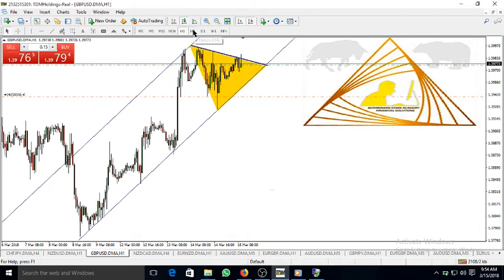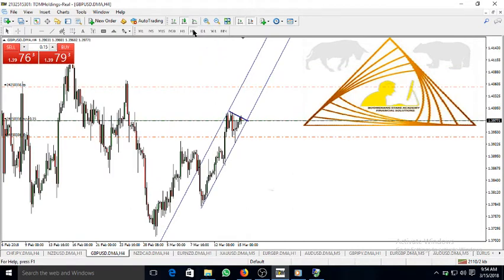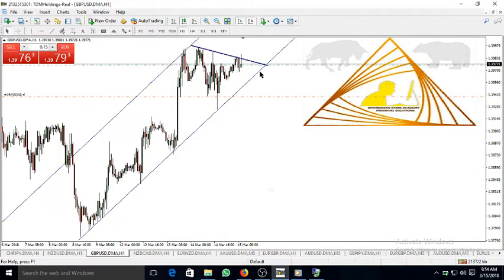Let me see where your take profit will be. This is my take profit, guys. I'm hoping for this one to break the trend line here. I'm really hoping that it does that, because I took this trade, but I was quite confident about it, so I took it.